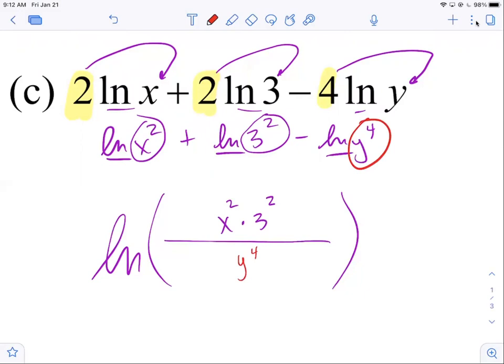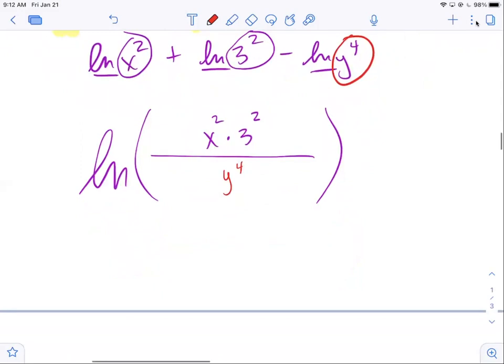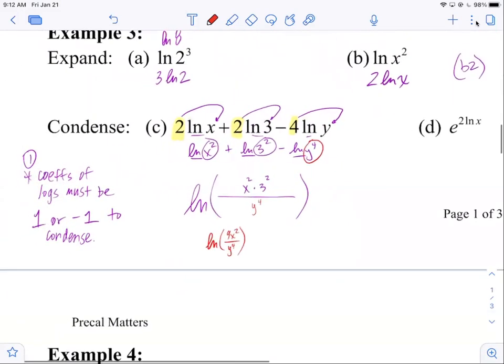And then once you plug all that in and you condense it, then you can simplify, you can housekeep, you can tidy the natural log of 9x squared over y to the 4th. Boom. Okay. It's not as easy to condense in one fell swoop as it is to expand in one fell swoop.